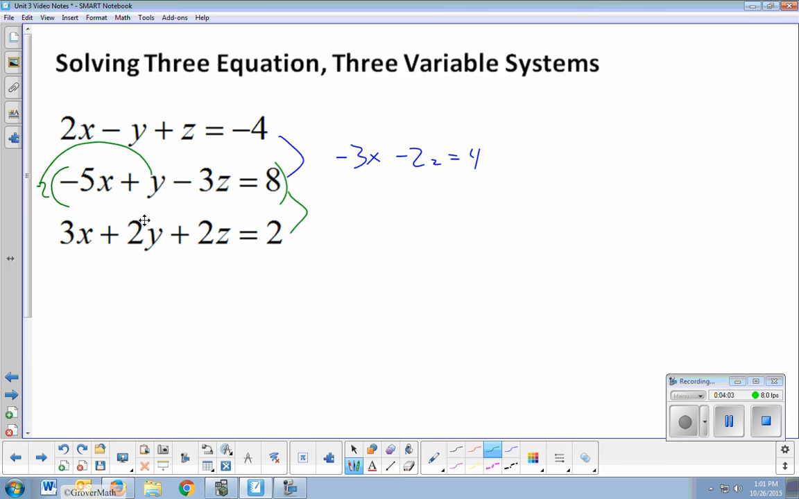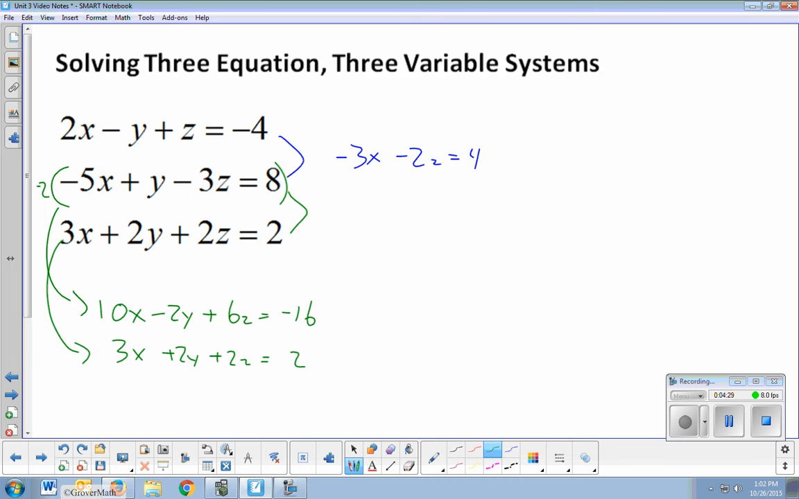So then I can add these together and the y values will cancel out. So I'm going to rewrite this. After a product of times negative 2 becomes 10x minus 2y plus 6z equals negative 16. And I'm going to pair that with my third equation unchanged, 3x plus 2y plus 2z equals 2. Add these together. Our result is 13x. Y's cancel out. 8z equals negative 14.